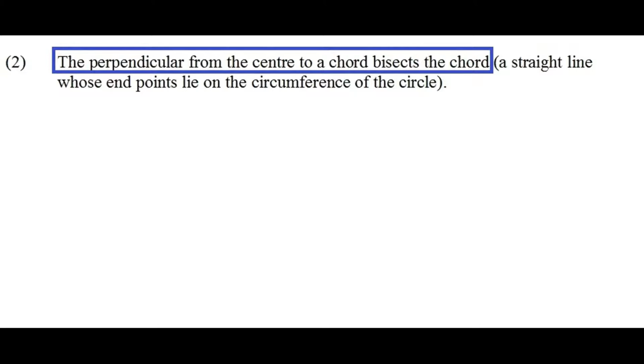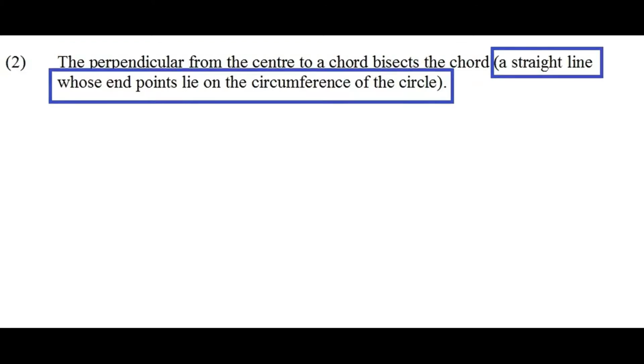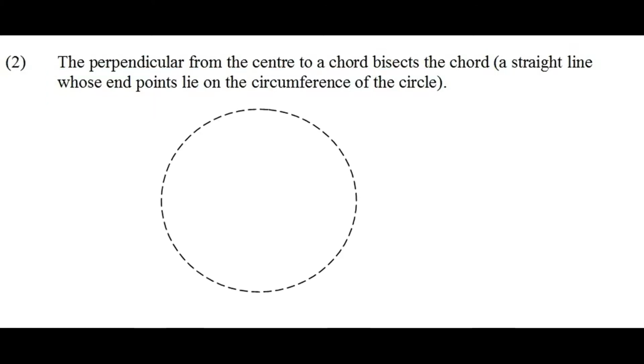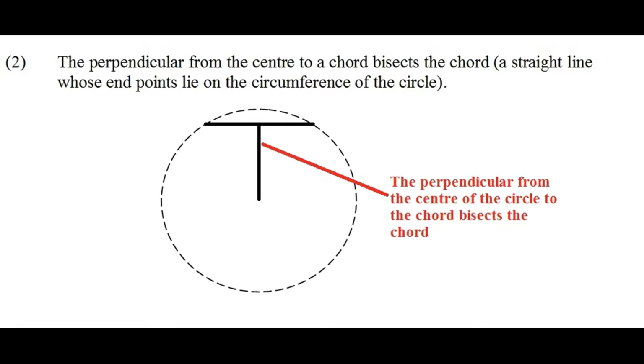By chord I mean a straight line whose endpoints lie on the circumference of a circle. If this is my circle and if this is the chord, now if I draw a line from the centre to this chord, so the perpendicular in particular from the centre will bisect the chord into two equal parts. So that is property number two.